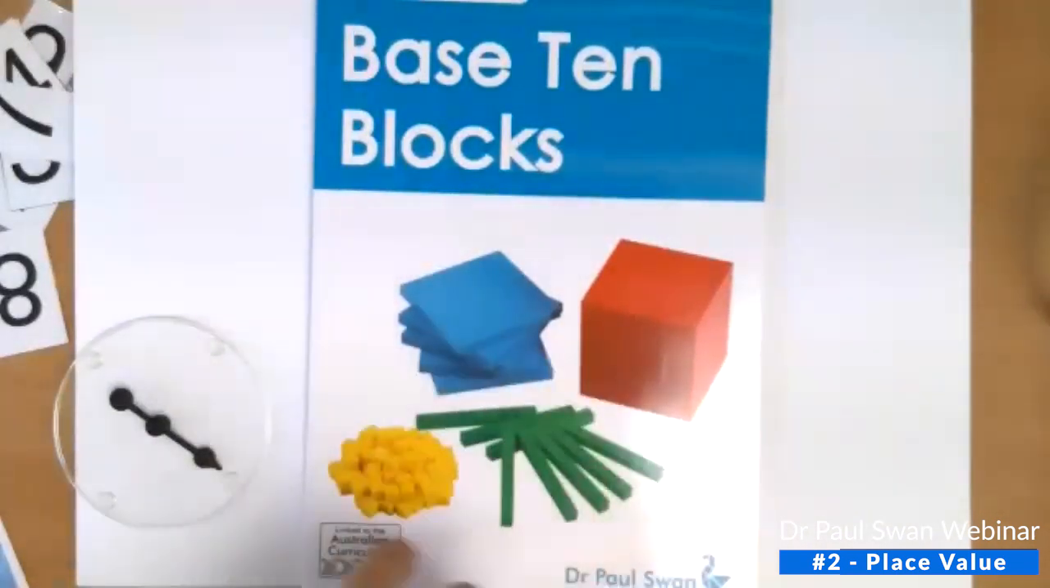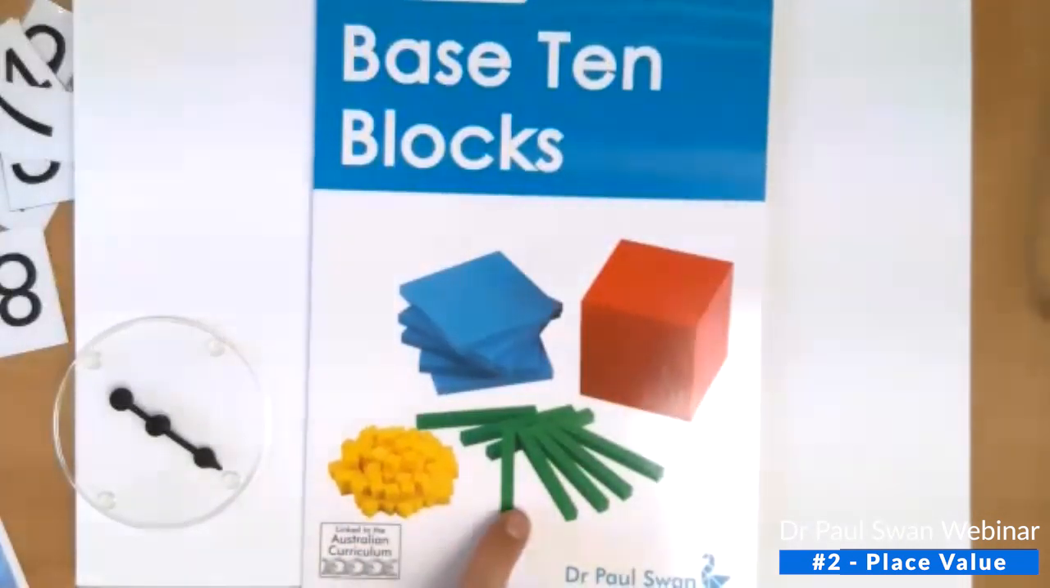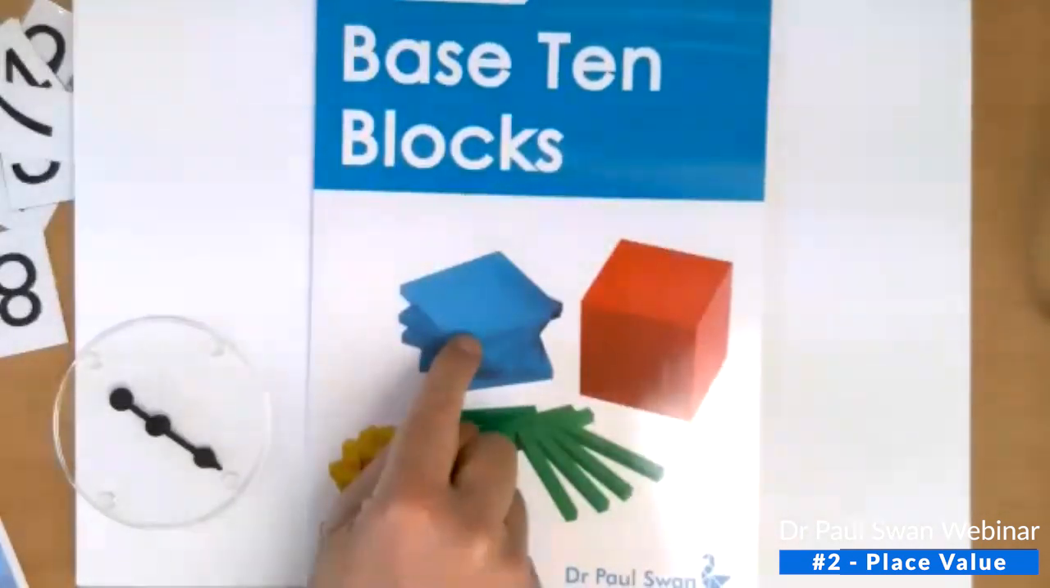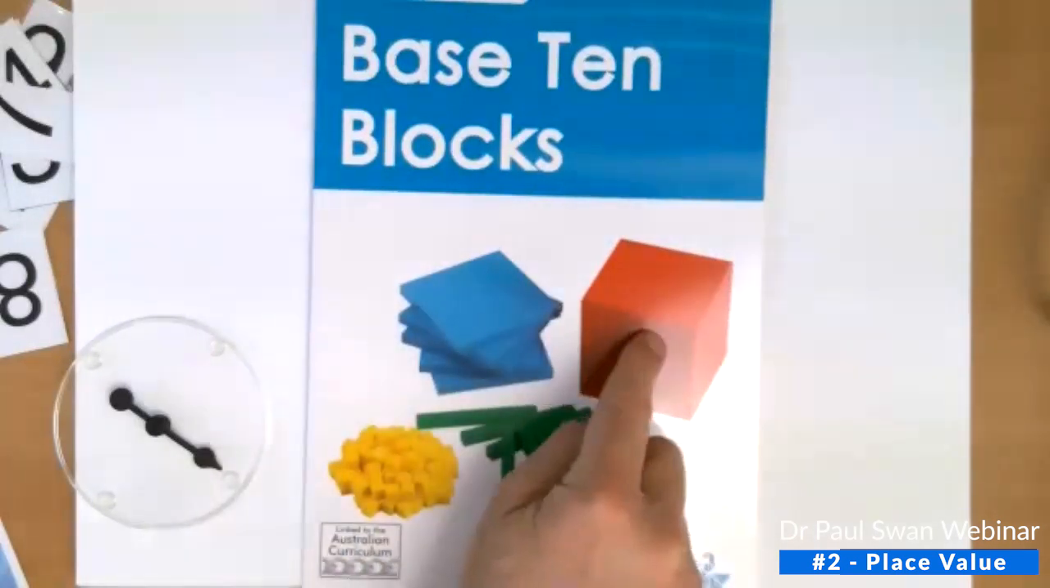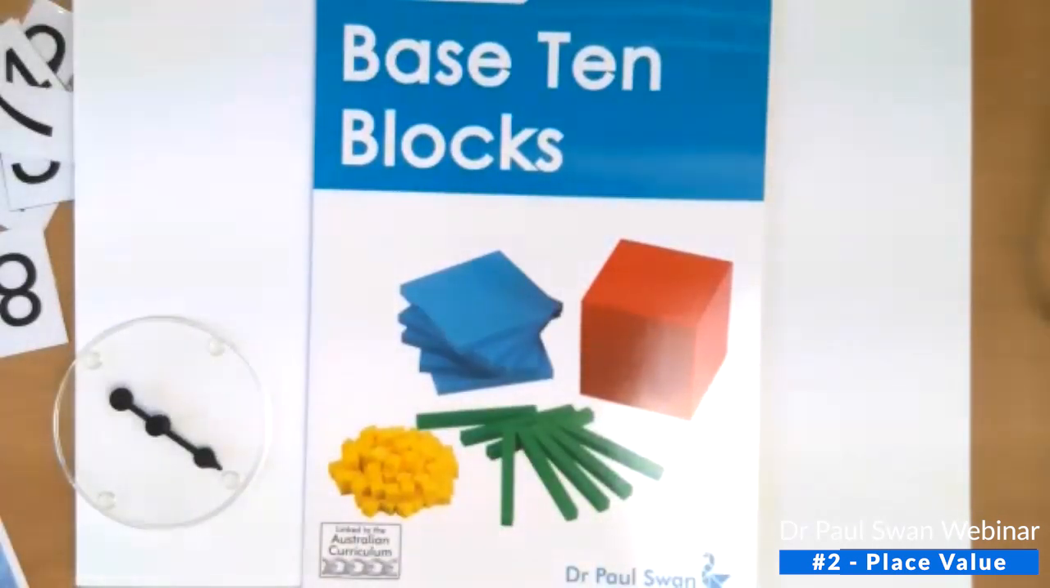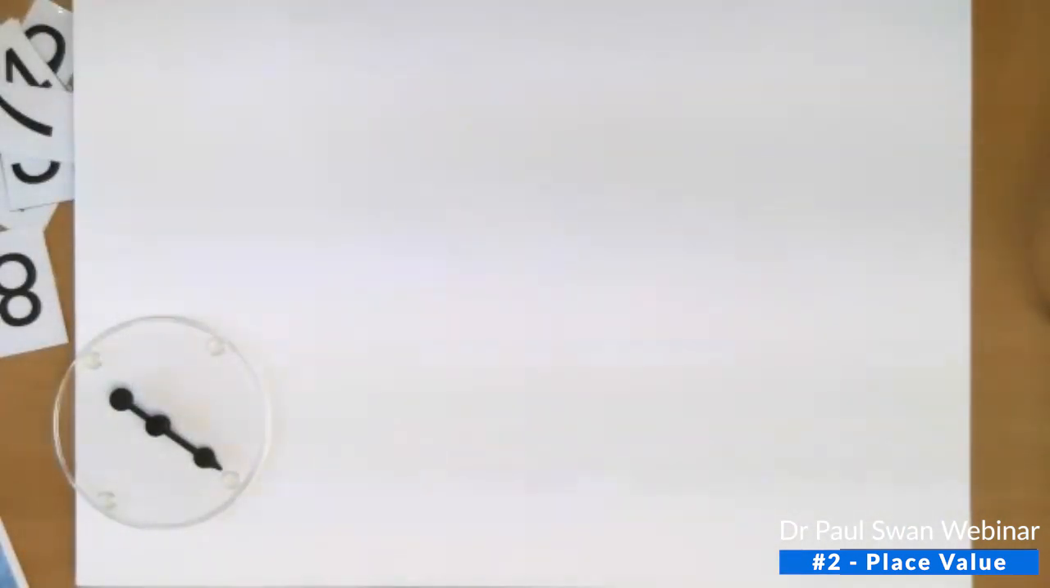So essentially, 10 of those will make one of those, 10 of those will make one of those, 10 of those will make one of those. And that helps us get this idea that every time you move one place to the left, essentially what you're doing is multiplying by 10. So let's have a look at another idea just to build this sort of thinking a bit.